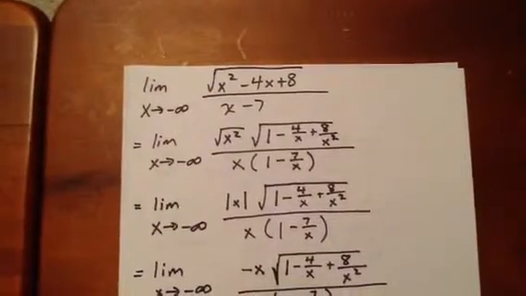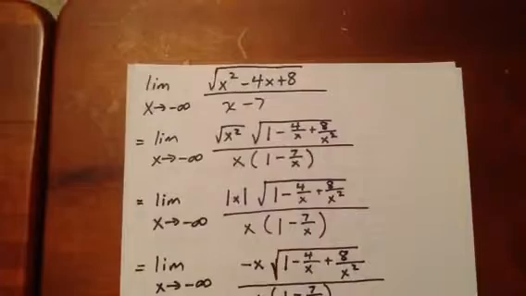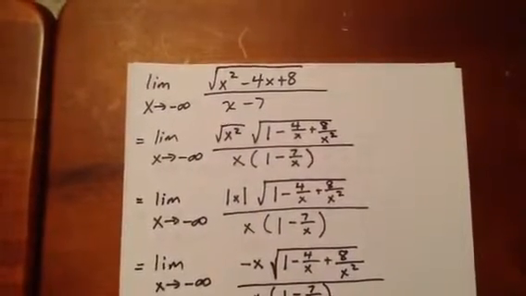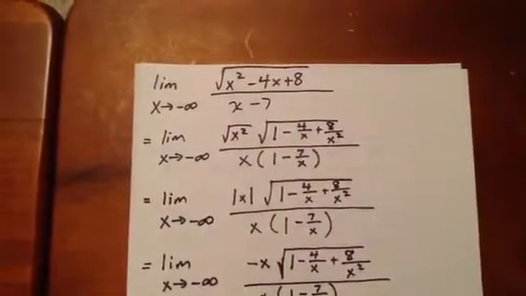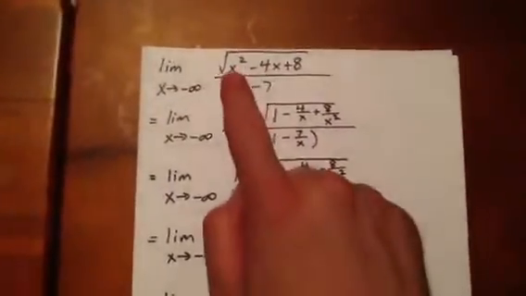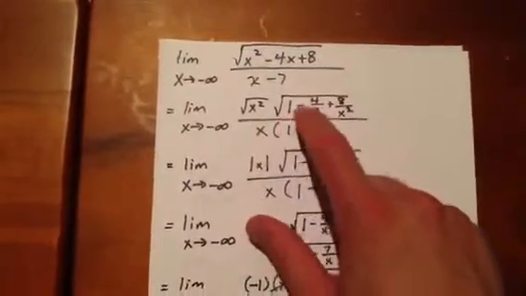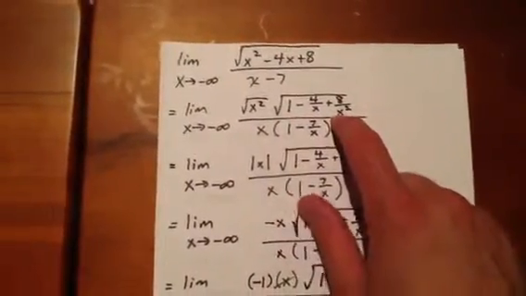In this question, we're looking for the limit as x goes to negative infinity of the square root of x squared minus 4x plus 8 over x minus 7. Well, we can factor out the square root of x squared from the numerator, and what we're left with on the interior is 1 minus 4 over x plus 8 over x squared.